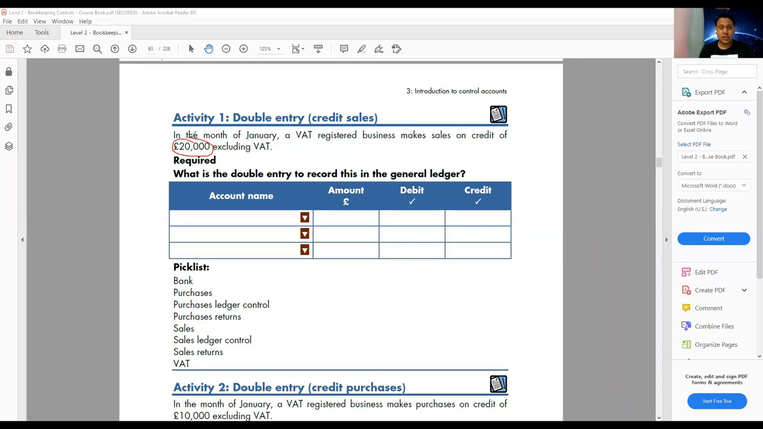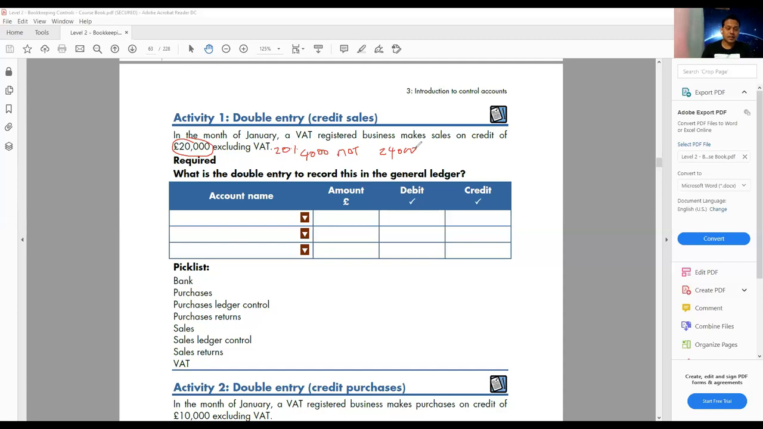So you need to add 20% VAT. 20% of 20,000 should be 4,000. So that will be VAT, and my total sale will be 24,000. This is the story. What type of sale? Credit sale. Requirement: what is the double entry to record this in the general ledger? That's fine. So let's do that.